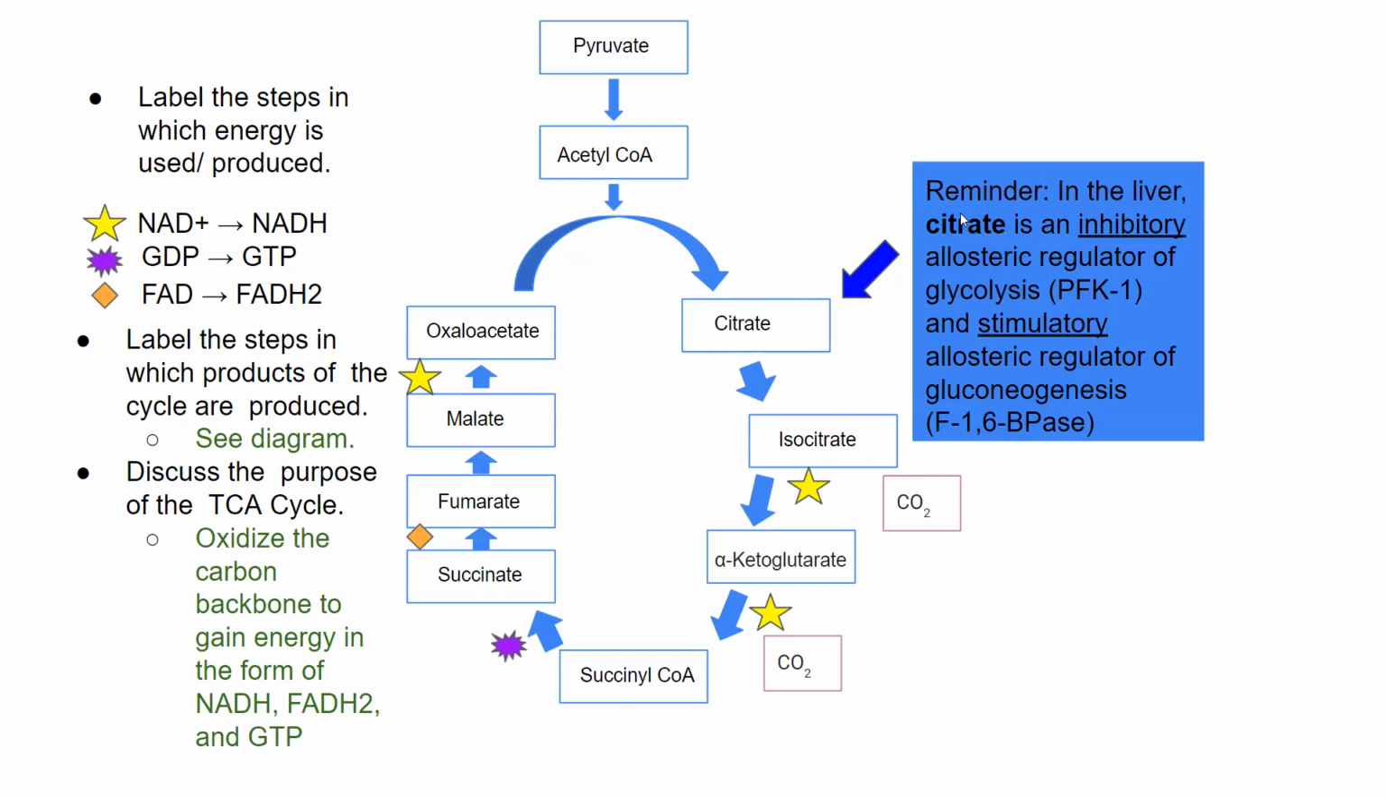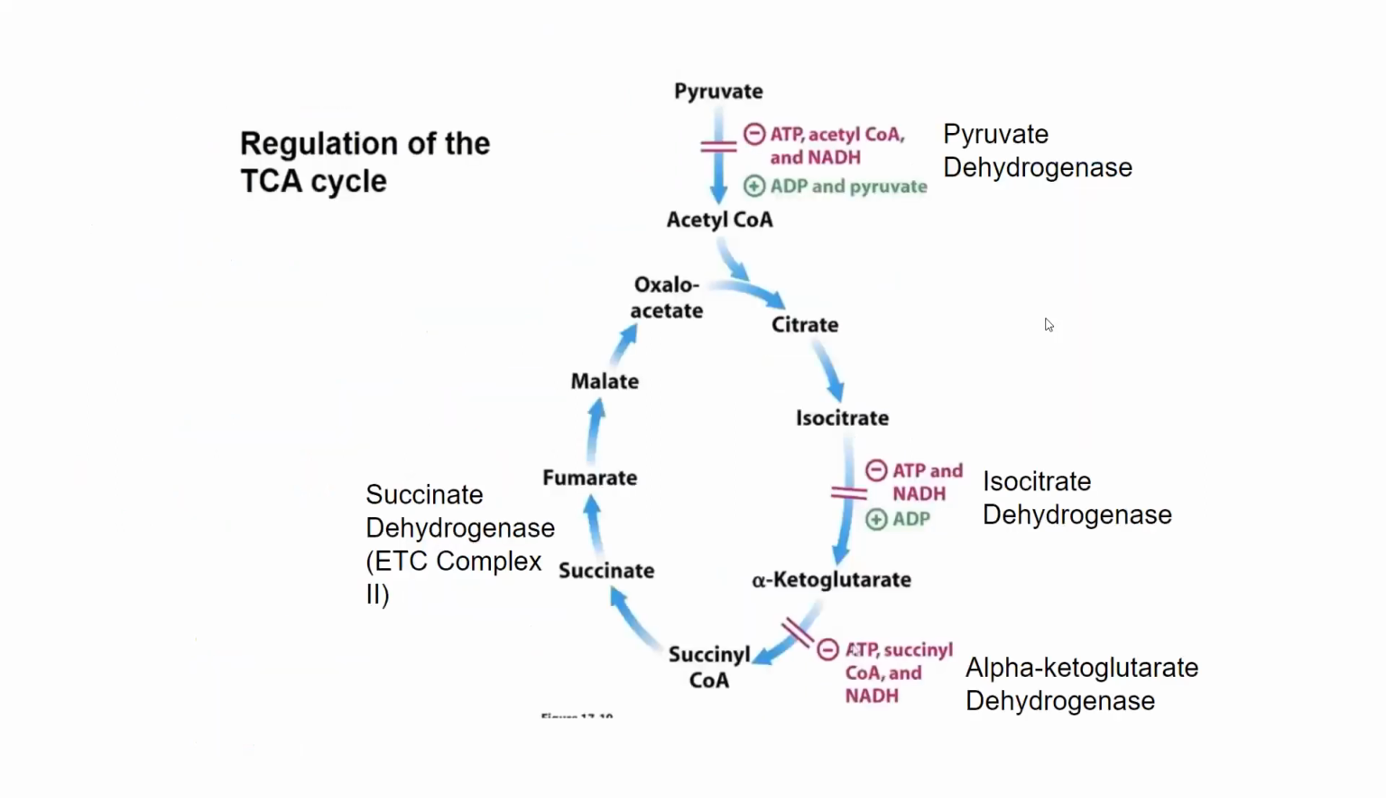Okay, so I just wanted to briefly remind you guys how citrate interacts with carbohydrate metabolism. Remember that citrate inhibits PFK1 and stimulates FBPase2. So it inhibits glycolysis and stimulates gluconeogenesis by those interactions. It's an important one to know.